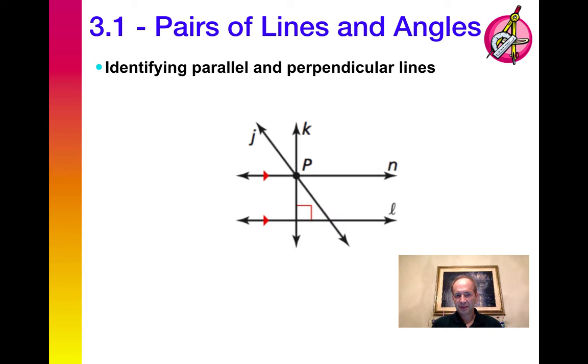Identifying parallel and perpendicular lines. So here's a diagram, and the perpendicular part here is this little symbol here. For parallel lines, I have these arrows here. So that's how you can identify when lines are perpendicular or parallel. So in this particular case, N and line L down here, they're parallel. And line K and line L are perpendicular at this point right here.